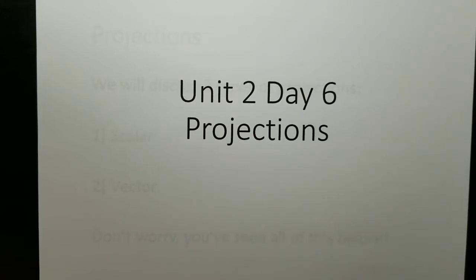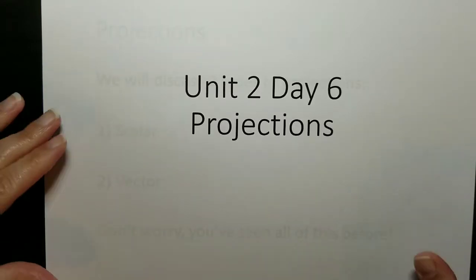Hi folks, we are on the Unit 2 Day 6 lesson, and in this one we're going to be talking about projections, and there's going to be two main types of projections as well as a bit of a discussion about the angles that a vector makes with the X, Y, and Z axis at the end. So I'm probably going to break this into 3 videos depending on timing and how long I talk for.